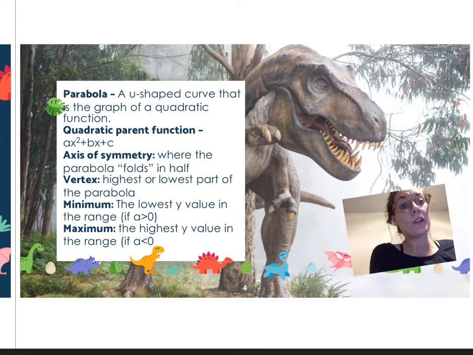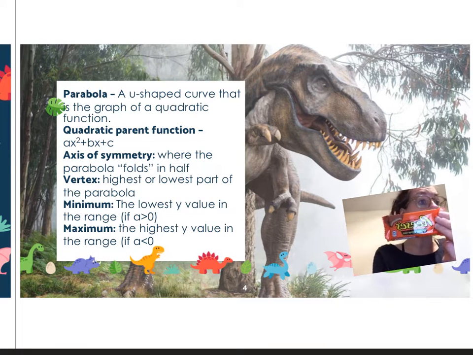The axis of symmetry is where the parabola folds itself in half. And if you pay any attention to art, symmetry is that thing where you can flip something. So does it look the same on one side or the other?